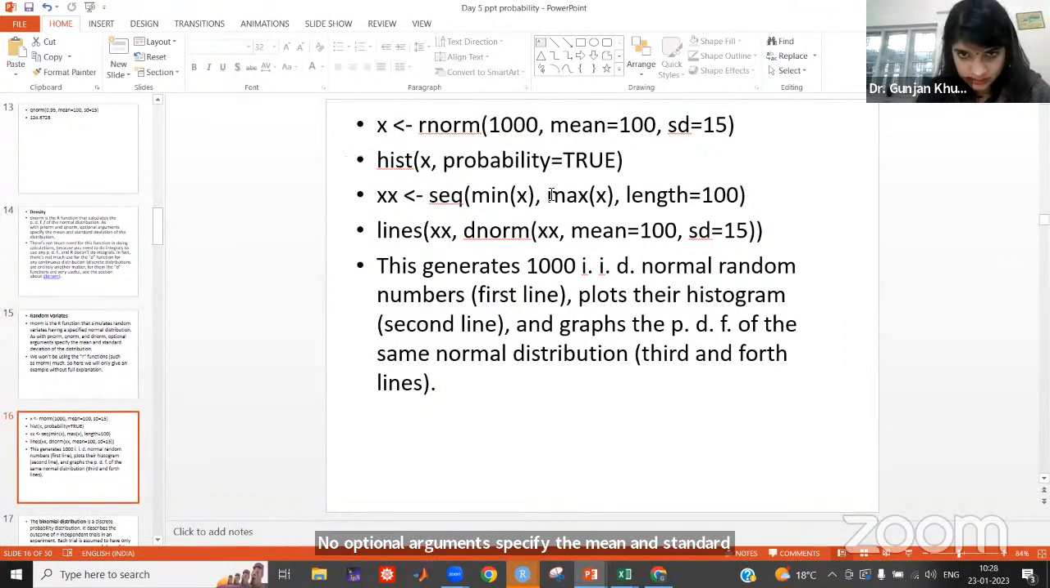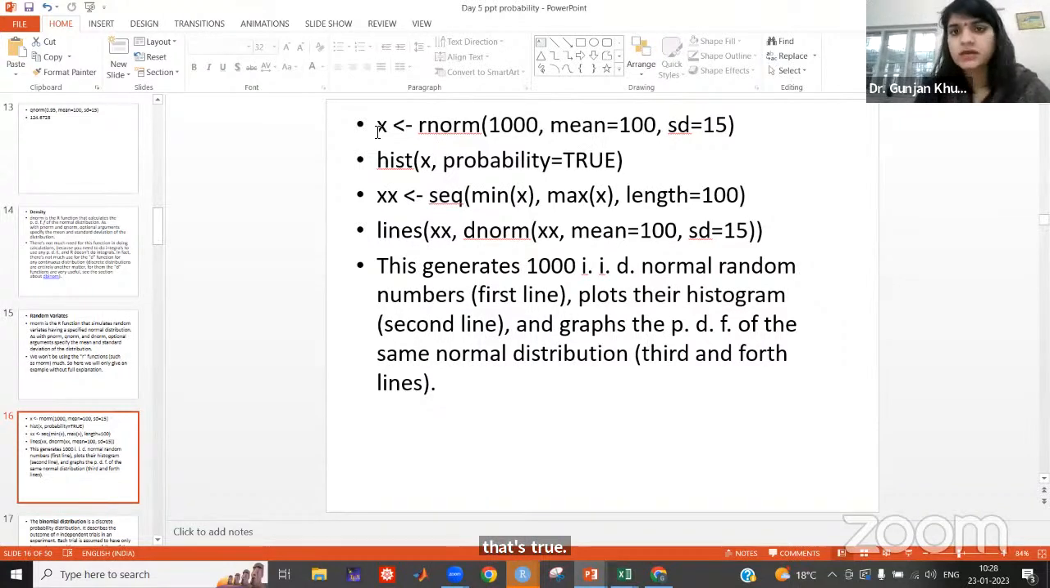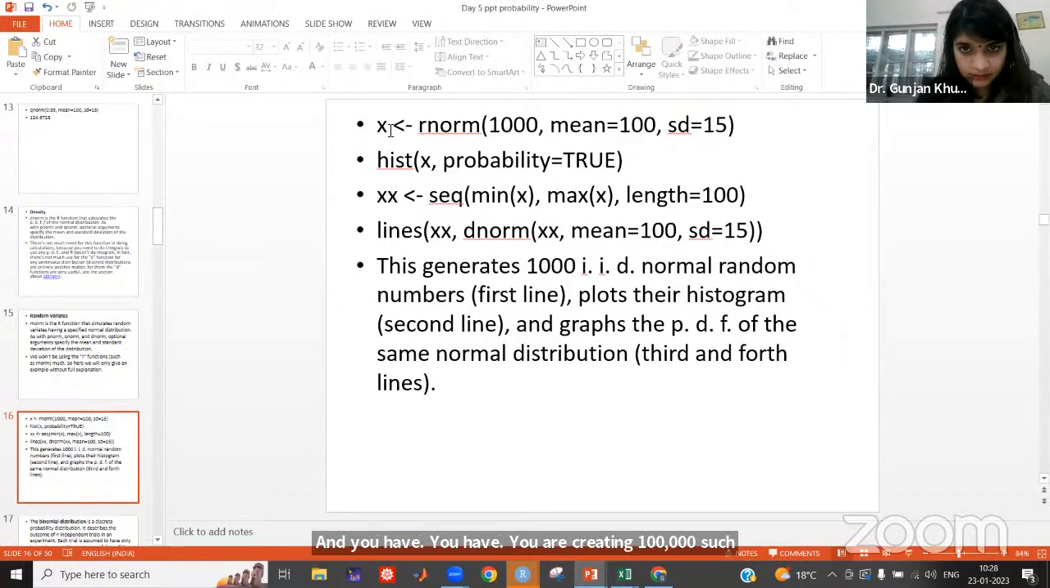Suppose you carry out this example. Suppose you have to create random numbers which follow a normal distribution with mean 100 and standard deviation 15, and you are creating 100,000 such numbers, or 100 such numbers. So please run this command.